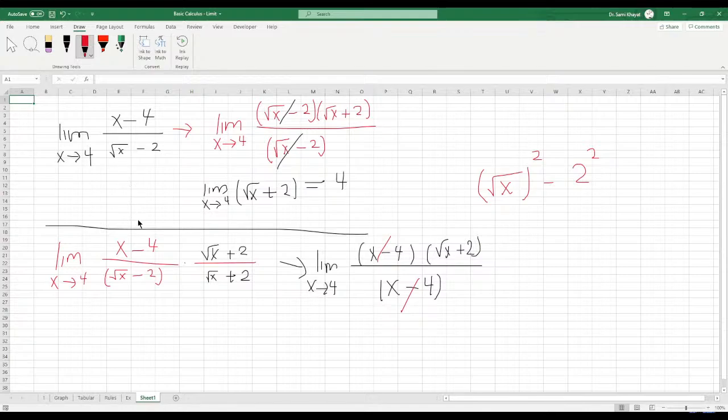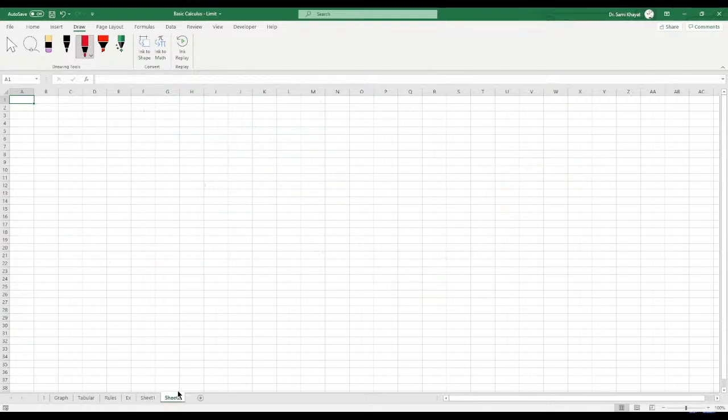Now, what about if I have something like the limit of x approaching 0 of sine 3x divided by sine 5x. If you put 0, it will be a disaster.